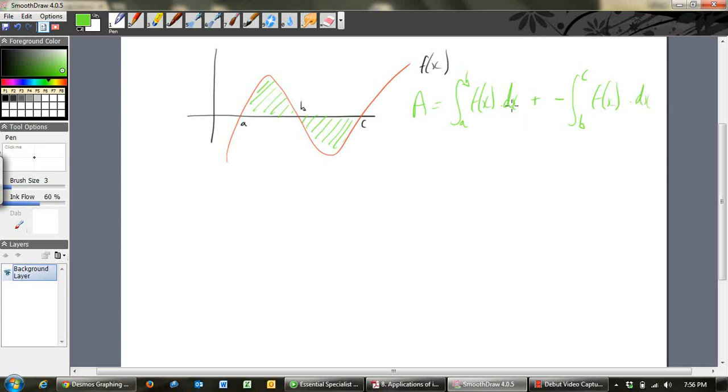Okay, so you're just going to be careful there. It's actually minus there. So be careful in those situations where it crosses from being above to below. Just got to remember that an integral below the x-axis will give you a negative value.